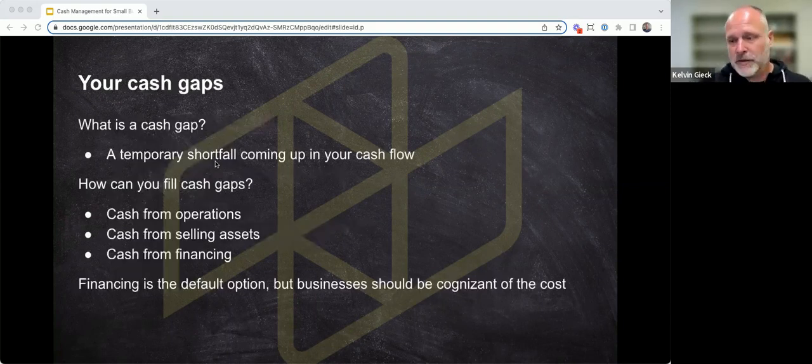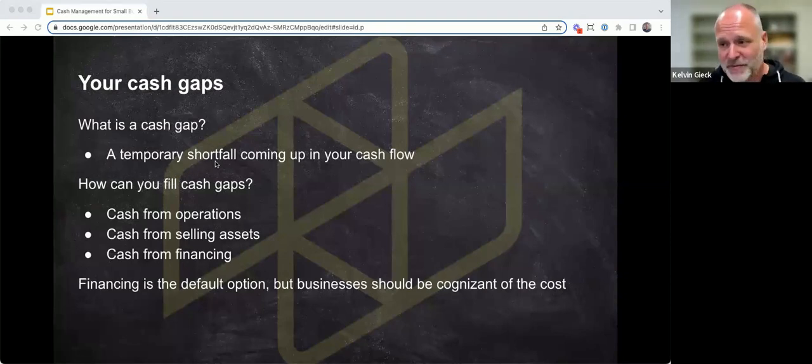And we talked about, at the start here, 3 different levers essentially of cash management: AR, AP. But there's also the short-term, what we're calling the cash gap here, where you might need short-term financing. So what is a cash gap? It's a bit of a slang term that I use for any temporary shortfall or a large drawdown that you might have in your business's cash flow coming up.